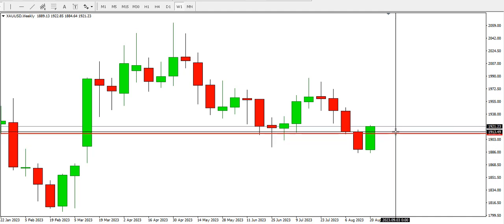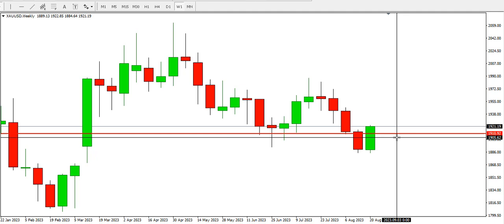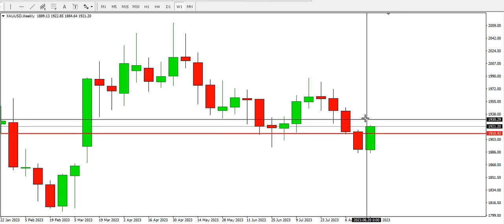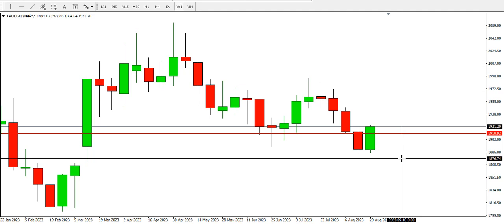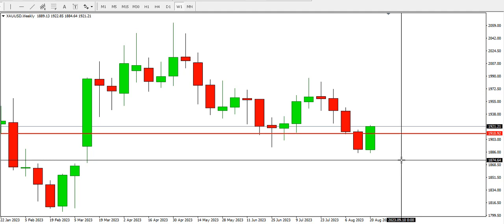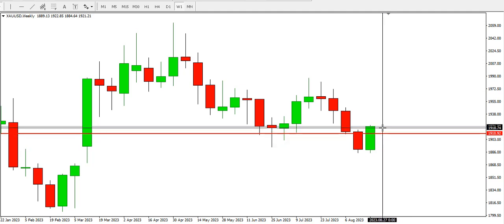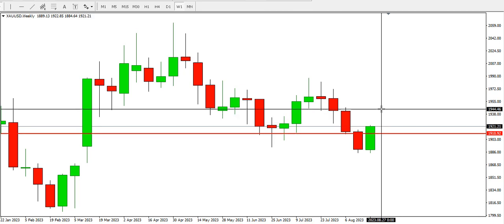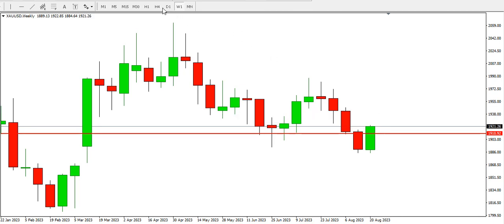Now, if something happens and price closes further down, we might see price continuing the bearish trend. So it all depends on how the weekly candle closes. That's for the weekly candle.